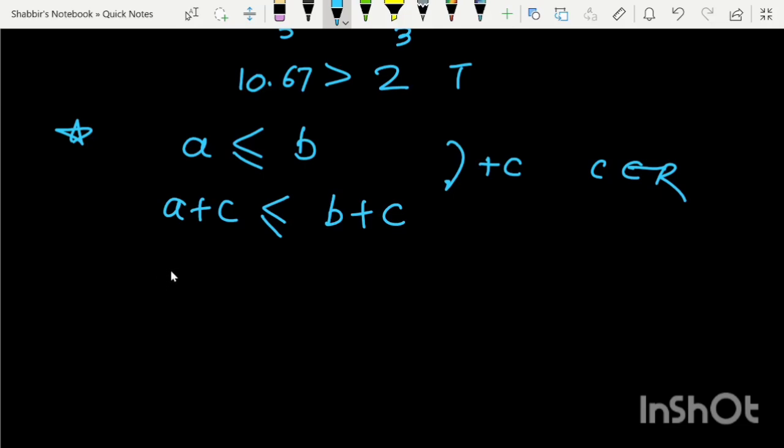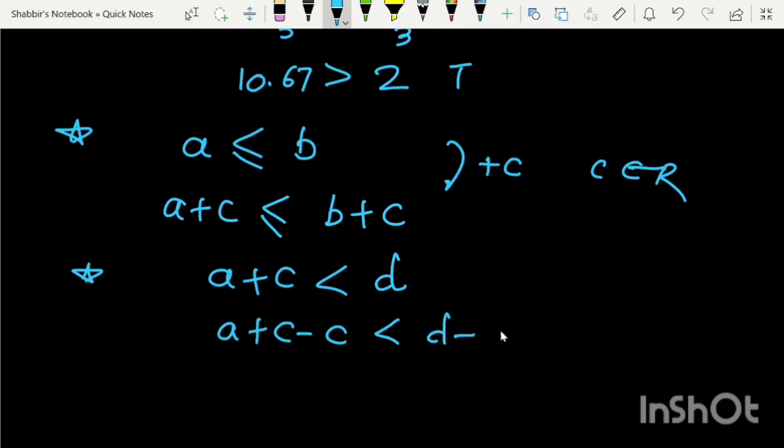So suppose A plus C lesser than D is given. Now what I did, I added minus C to both sides, so the sign would be the same. Here it was less than, here again it would be less than. So this cancels out, A lesser than D minus C.